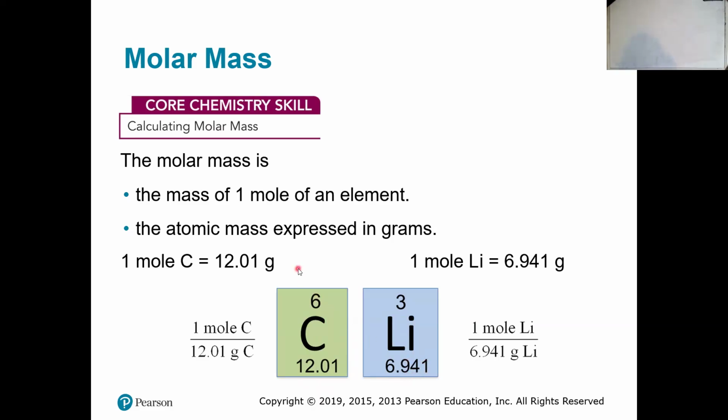But we can represent this as a molar mass instead, and we can say that every 1 mole of carbon is going to equal 12.01 grams of carbon. The units for molar mass are always grams per mole. 12.01 grams in 1 mole. 6.941 grams of lithium in 1 mole of lithium. All right. But we can write out those values as equalities, which then is going to let us form conversion factors with them.